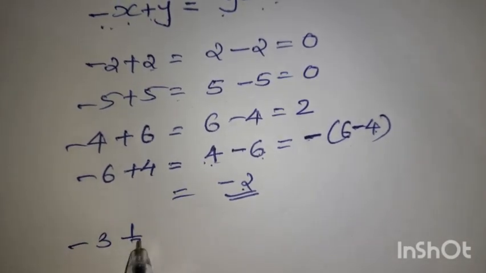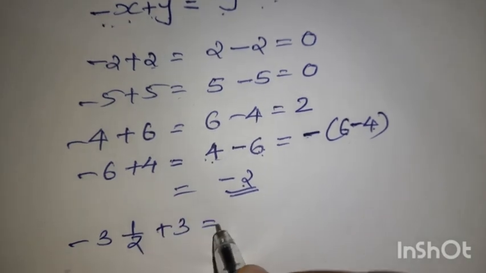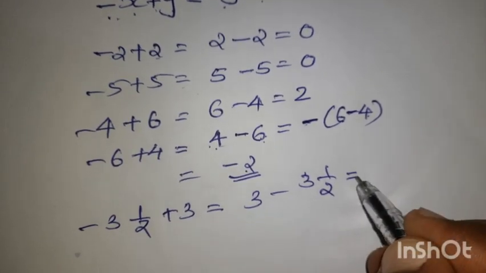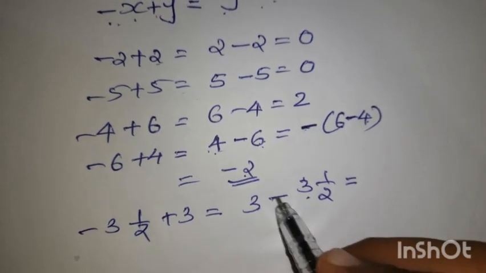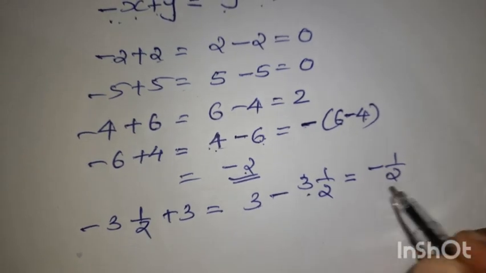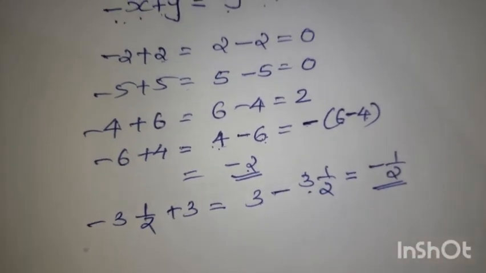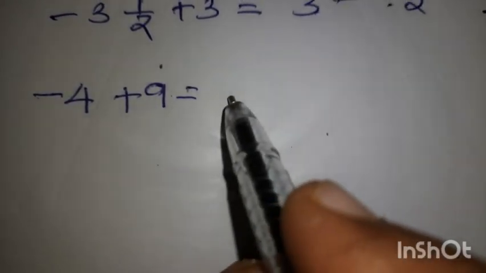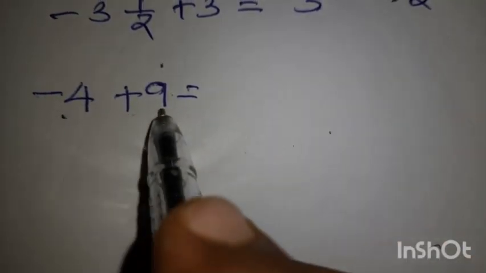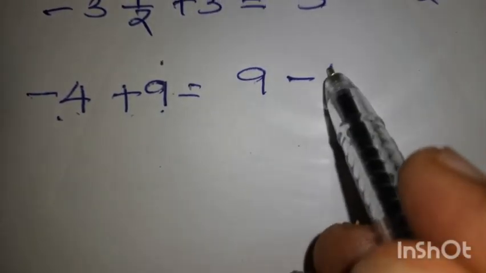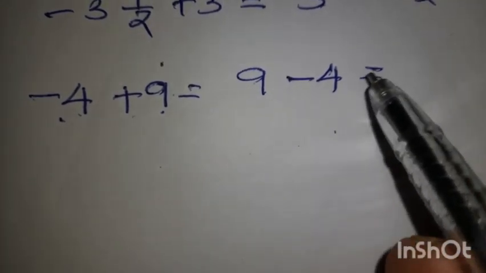Minus 3 1 by 2 plus 3. So it is 3 minus 3 1 by 2. The answer you are getting 3 minus 3 1 by 2 means 3.5 minus 3. That is minus 1 by 2. Minus 4 plus 9. So it is minus x plus y, how will you write? y minus x. y is 9 minus 4. So it is 5.